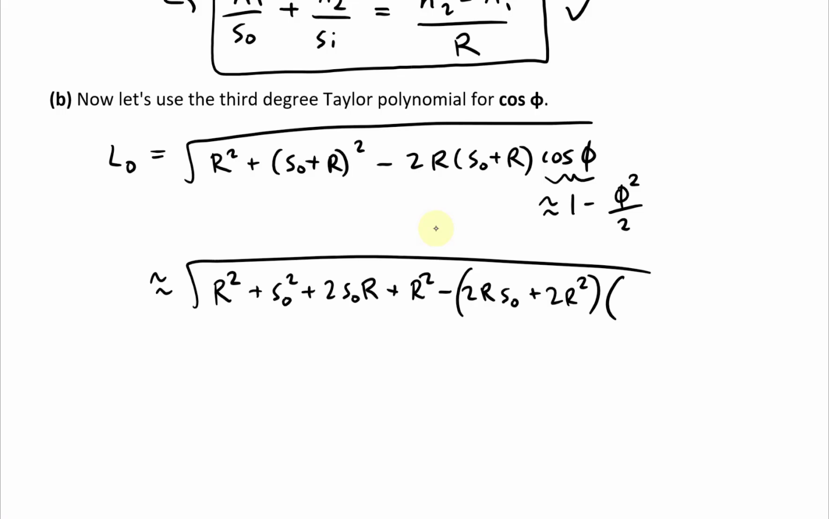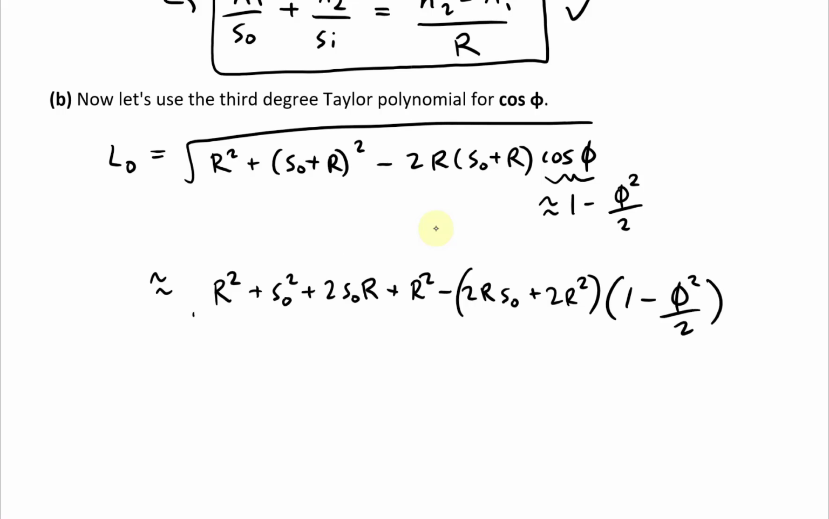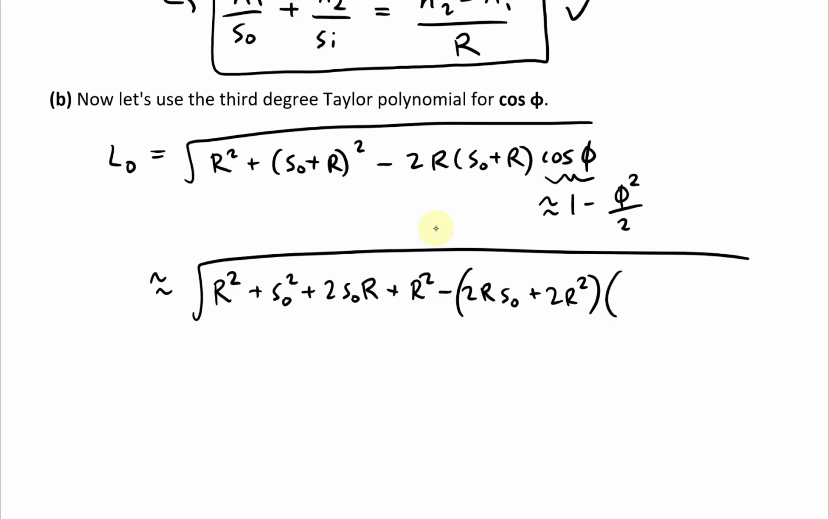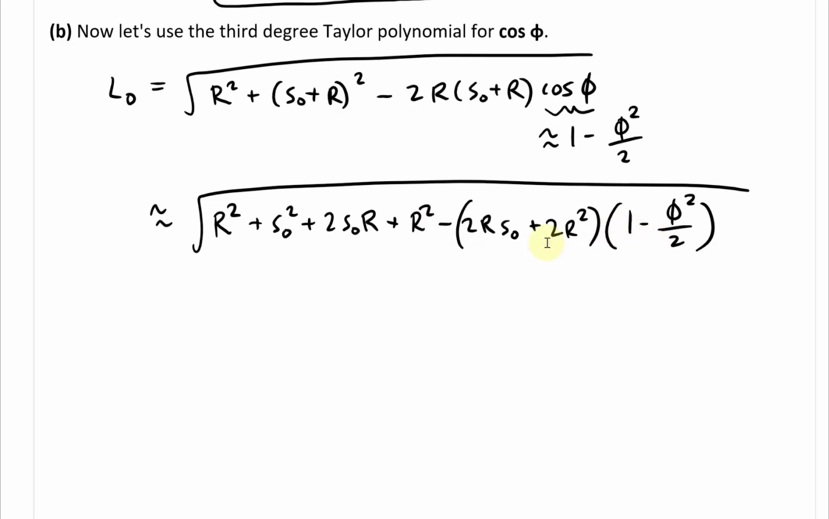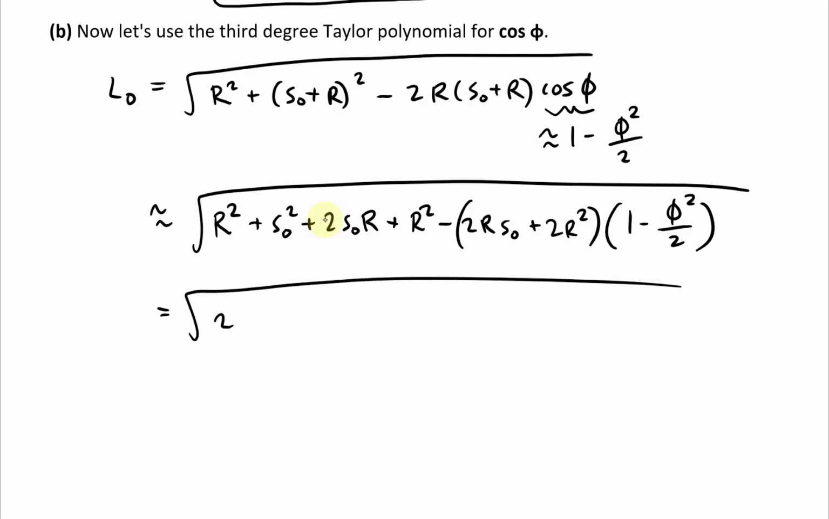And now we're going to multiply this whole thing out by 1 minus phi squared over 2. Make this a bit smaller to make it a bit more neat. It'll be 1 minus phi squared over 2, like that. And now we just have to multiply these inside there, and also this 2r squared, let's add those up. This is going to be equal to 2r squared plus s naught squared plus 2s naught r. So we just add that with this.